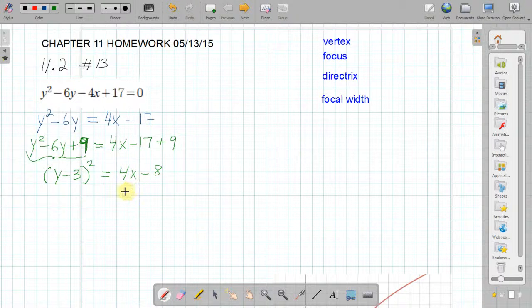So now we need to leave the x by itself, so we can factor this one, and we have y minus 3 squared equals 4. Now the x is by itself, with no coefficient, then minus 2. And now we need to start graphing.